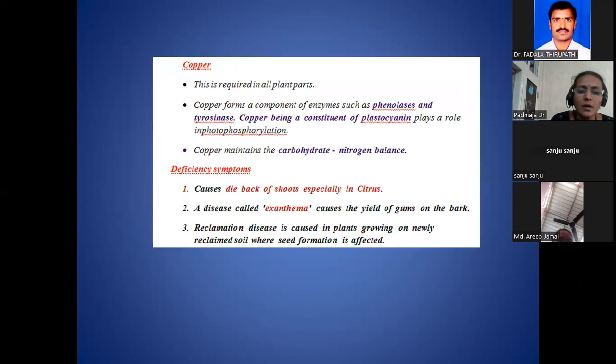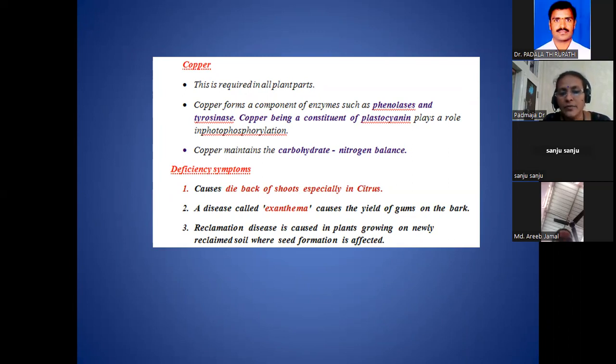And now is the copper. Copper forms a component of enzymes such as phenolases and tyrosinases. Copper, being a constituent of plastocyanin, plays a role in photophosphorylation. The copper is the constituent of plastocyanin, an electron carrier present in the photophosphorylation, that is, in the light reaction. And the copper maintains the carbohydrate and nitrogen balance also.